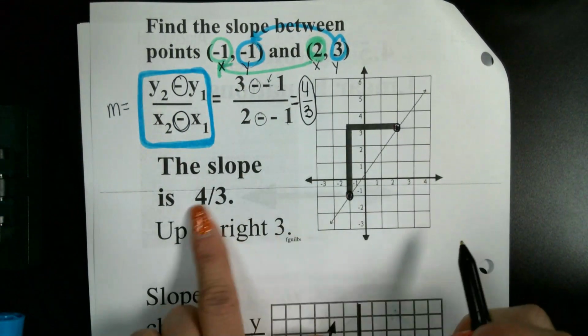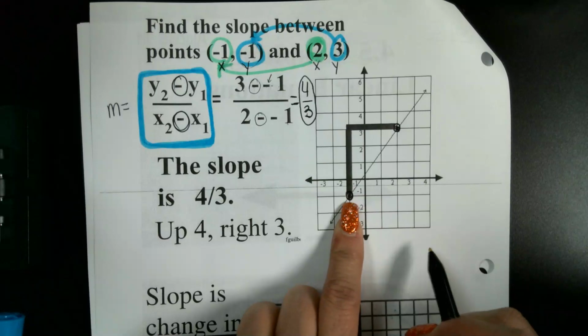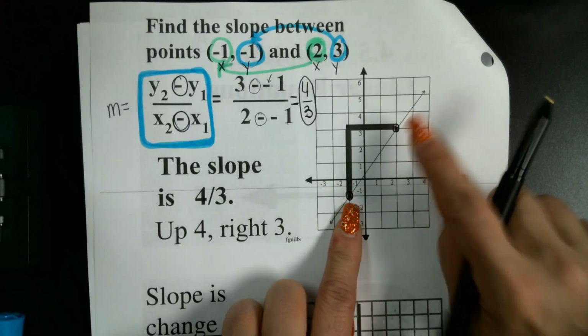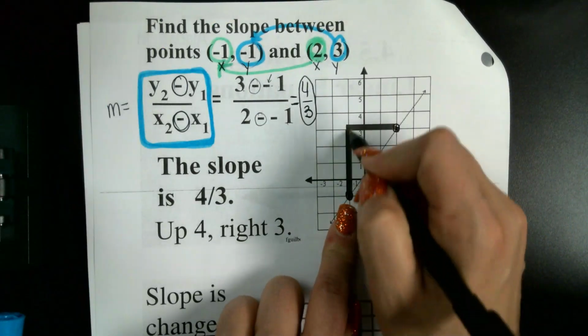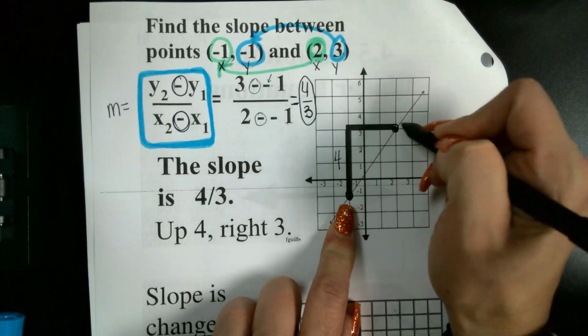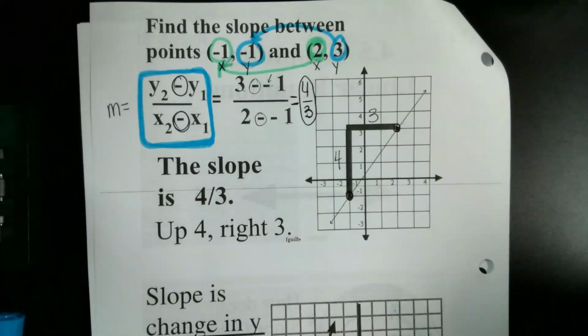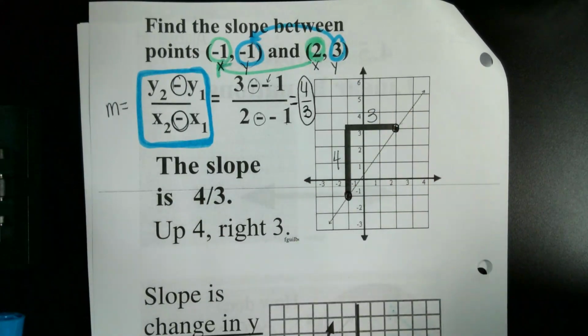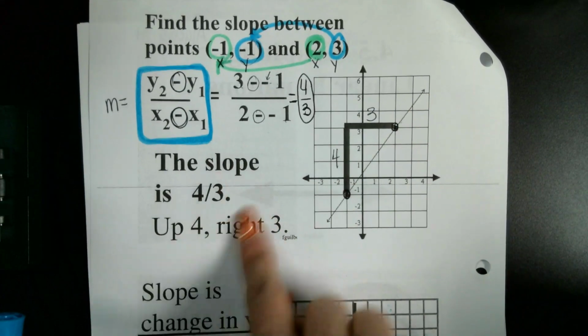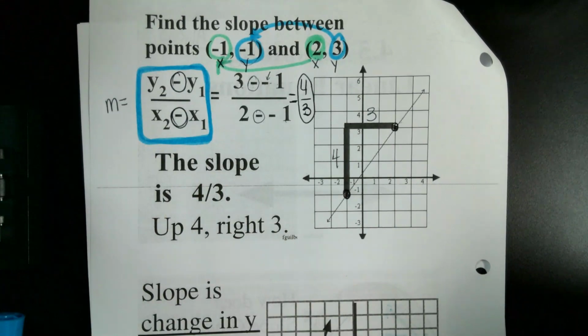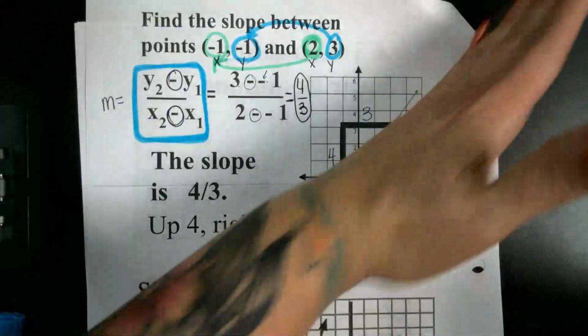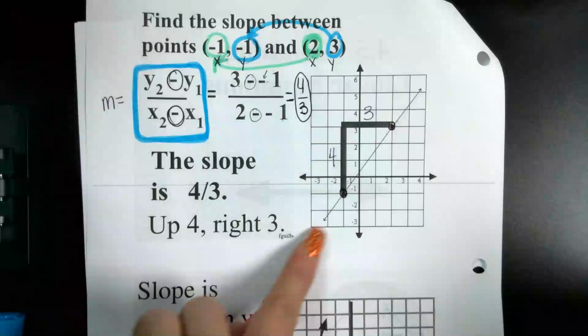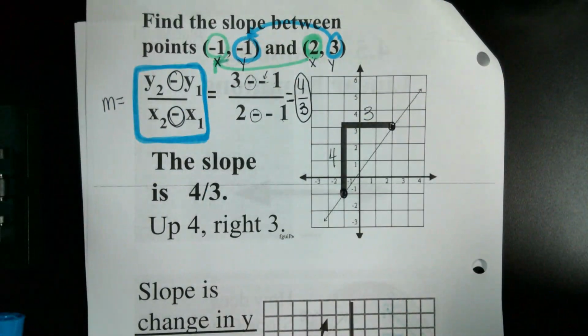A slope of 4/3 means if you start at this point and you go to this point, you would start here, you'd go up 4 and right 3. So that's where the 4/3 comes from. It's up 4, right 3. Both of those are positives, so your whole slope is positive. And if you have a positive slope, remember your line is supposed to be going uphill. So this one is going uphill, so I know that that is correct.